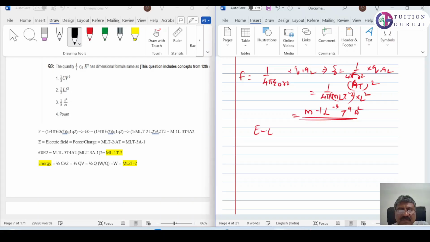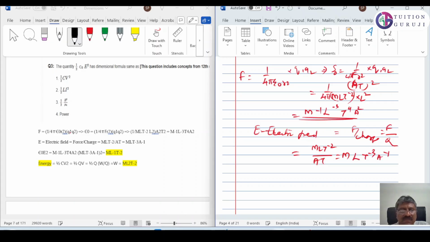So E is equal to electric field. Electric field is force by charge, it's equal to F by Q, which is equal to M L T raised to minus 2 by A T, that is M L T raised to minus 3 A raised to minus 1.